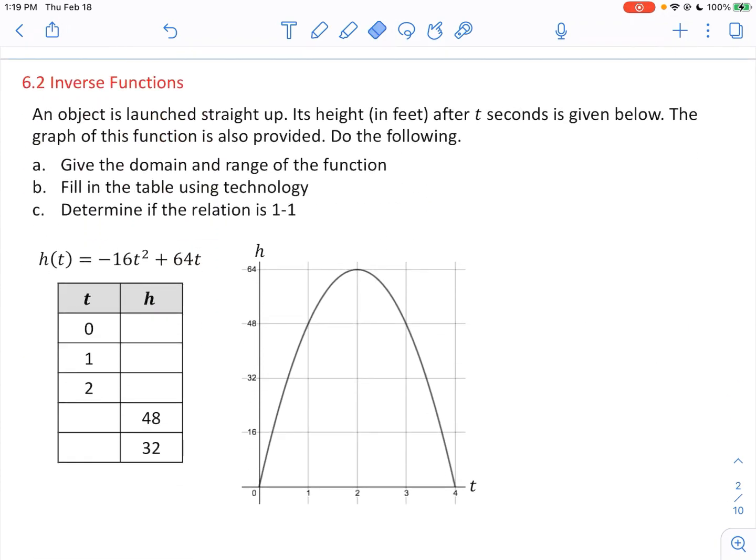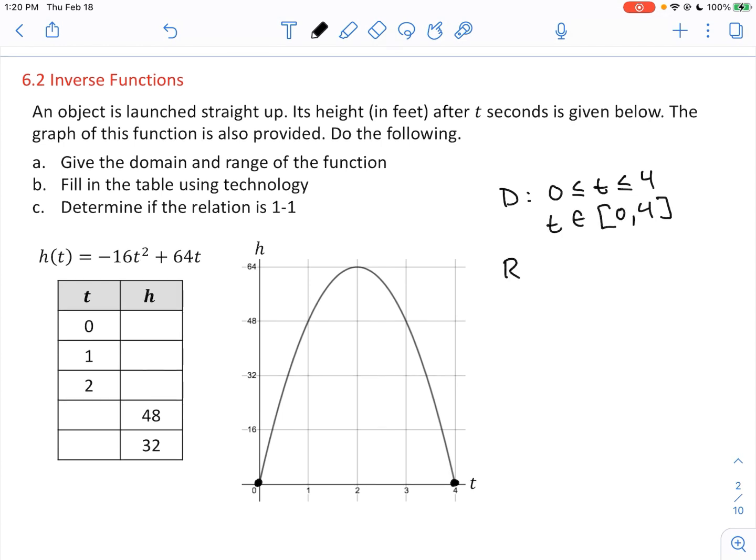An object is launched straight up. Its height in feet after t seconds is given below. The graph of the function is also provided. Do the following. Give the domain and range of this function. Okay, so this function starts at time 0 and ends at this time here. So we would say that the domain is t has to be somewhere between 0 and 4, inclusive. Or you can write t as an element of the interval [0, 4].